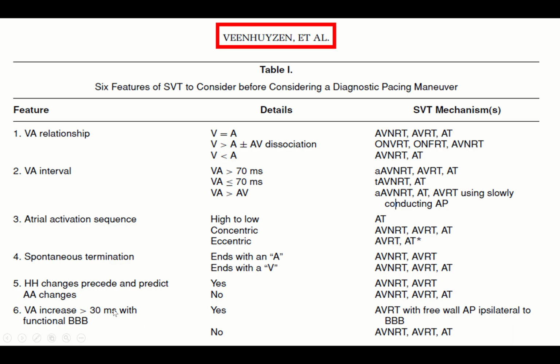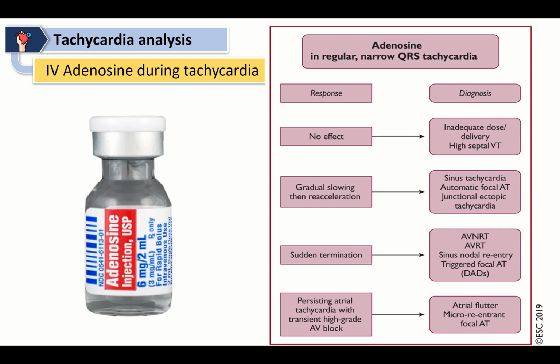VA increase of more than 30 milliseconds with functional ipsilateral bundle branch block means it's AVRT using a free wall accessory pathway ipsilateral to the bundle branch block. We are done with our lecture, but don't forget, in the last slide, to use IV adenosine if you are not able to reach your diagnosis.